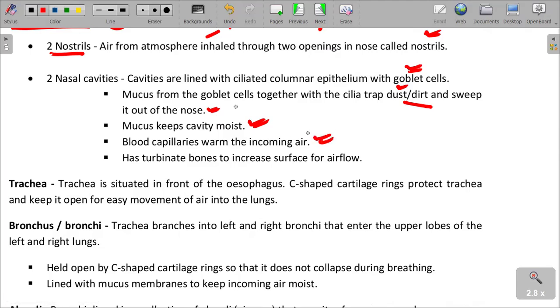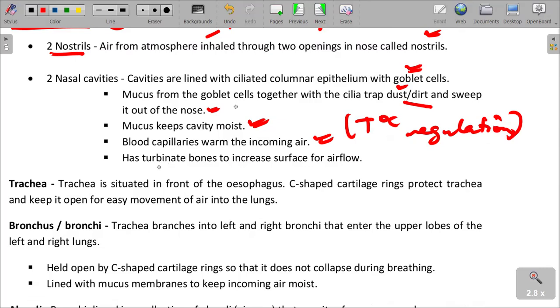I'm sure that you remember that in respiration, heat is produced. The heat is carried through the blood. So we have blood capillaries that are found in the nostril cavities. These blood capillaries keep the incoming air warm, which refers to temperature regulation. That's one thing we need to talk about. So air must not be cold when it enters, because of the blood capillaries found in the nasal cavities.